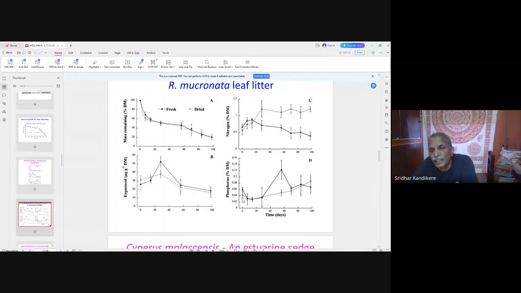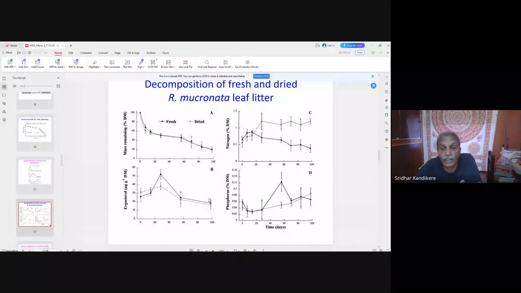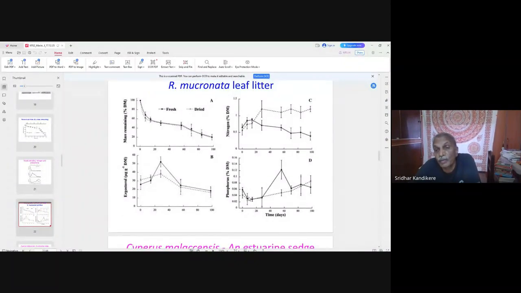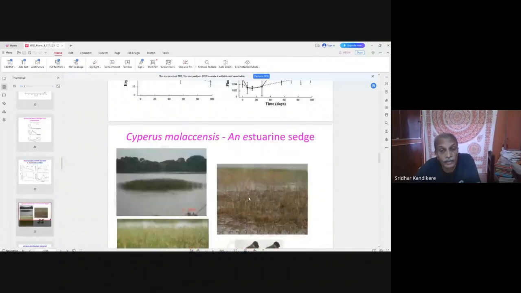Similarly, the phosphorus content is increasing and it reaches high, very close to 56 days of incubation, whereas the dried leaves do not attain so much, but at around 96 or 100 days. So the pattern of decomposition of fresh and dried leaves varies depending upon the ecosystem, the pollution status, the organism they are surviving, the water quality and such things.